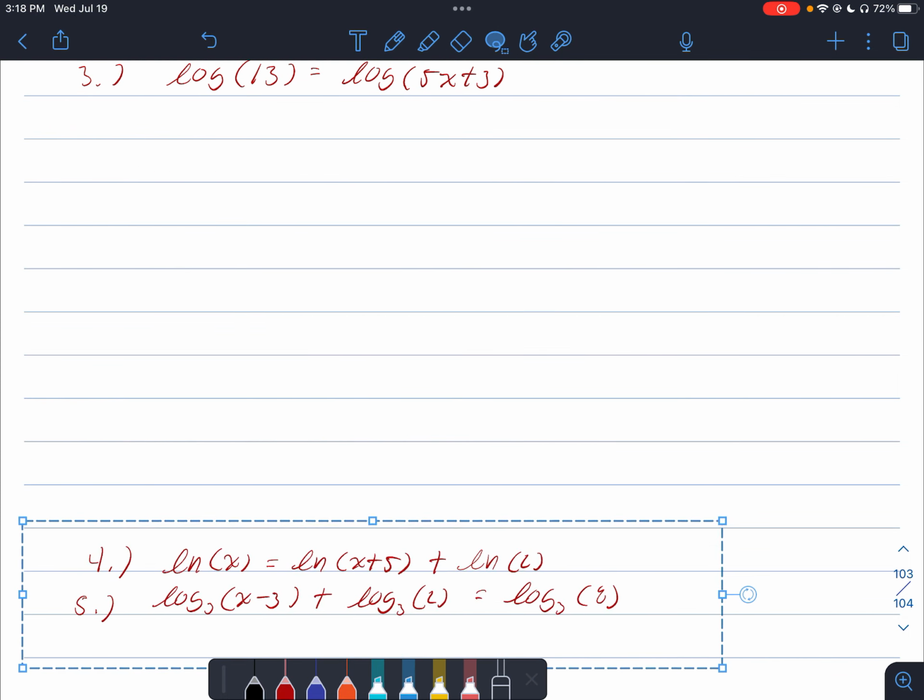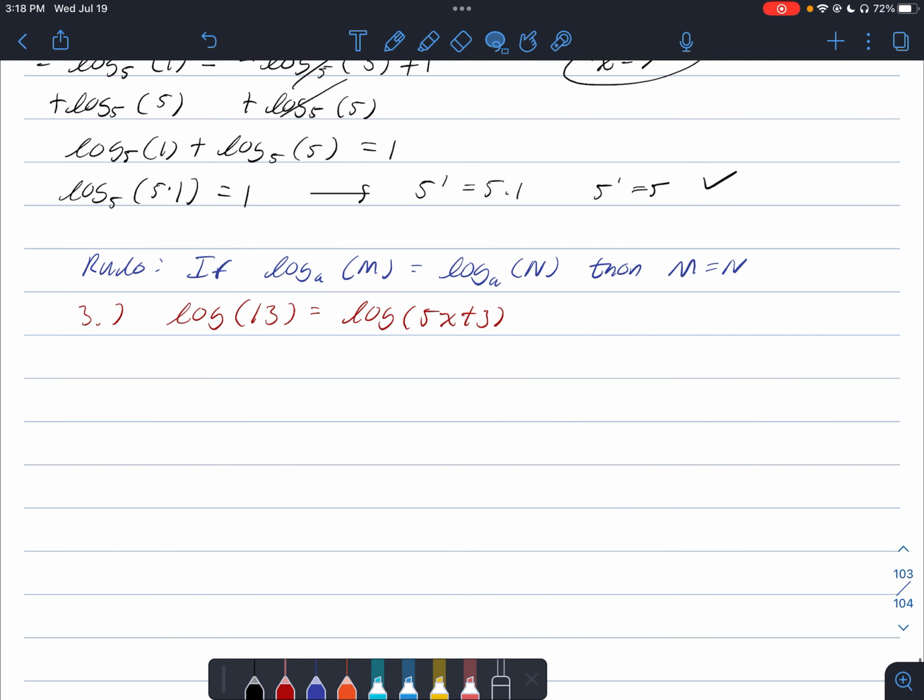Right, so let's move these way down. And let's take a look at this one. But first, we want to look at a rule here really quick. So these are a little bit easier to solve. Here, if log base a of m is equal to log base a of n, then m is equal to n. Now, again, this seems somewhat obvious, but this will be very helpful here in a second.